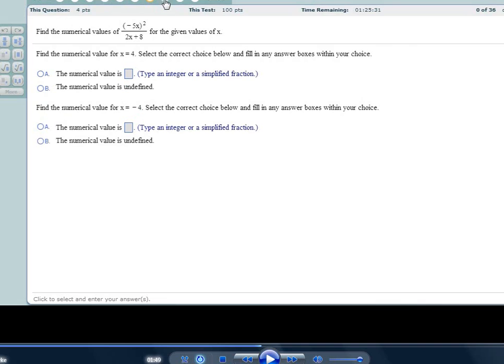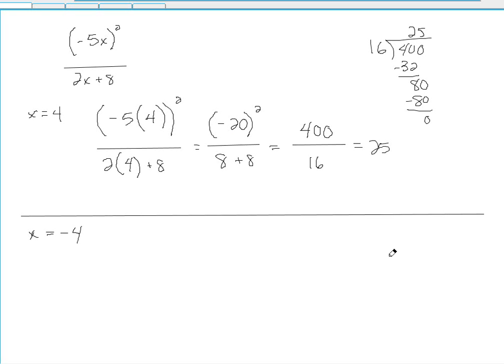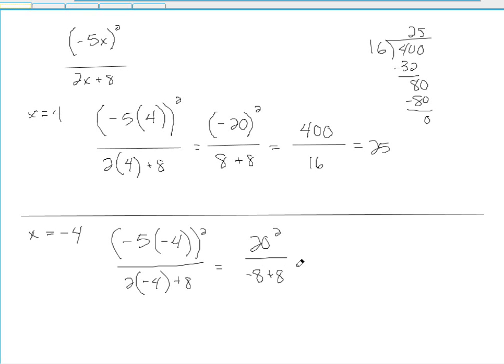Now we plug in negative 4 for x. So I have negative 5 times negative 4, that squared. In the bottom I got 2 times negative 4 plus 8. And we crank this out. Up top, negative 5 times negative 4 is a positive 20. Down the bottom, 2 times negative 4 is a negative 8, and you might start seeing what's going to happen right here.